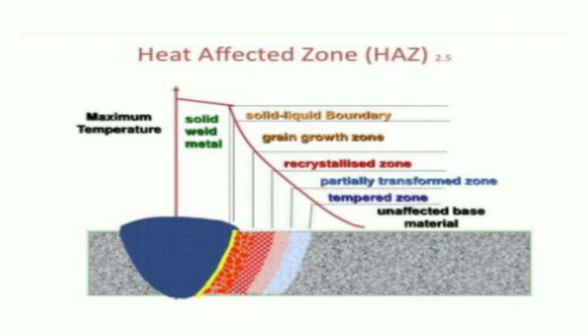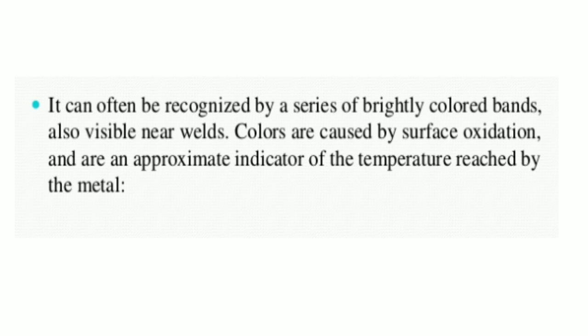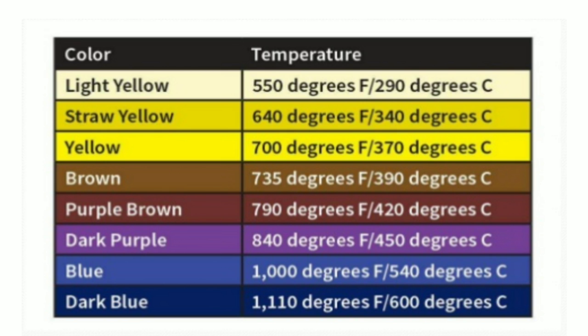melt area. After that, there is a different color which shows a different grain structure. It can often be recognized by a series of brightly colored bands visible near a weld. Colors are caused by surface oxidation and are an approximate indicator of the temperature reached by the metals. There are different color ranges having different temperatures.